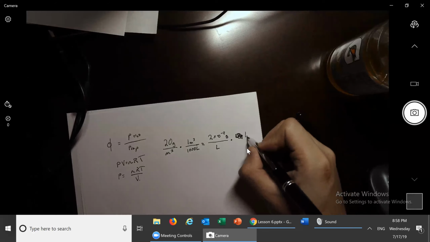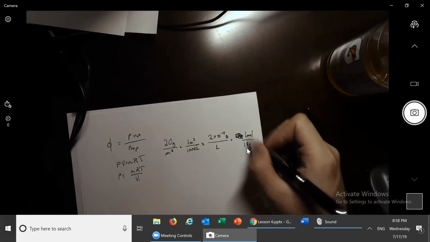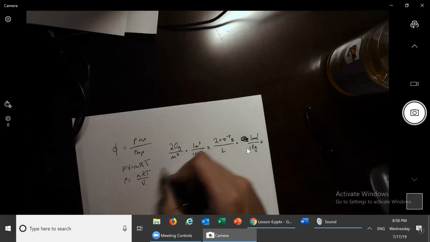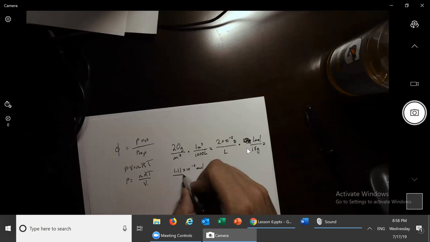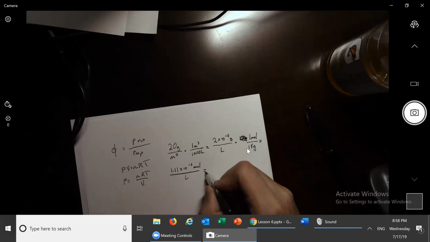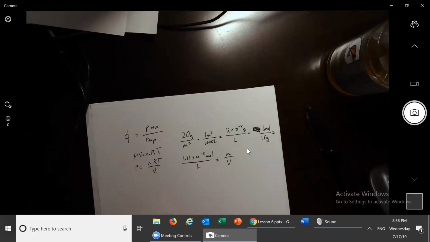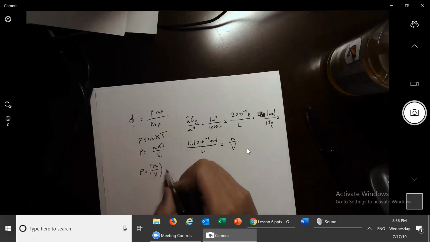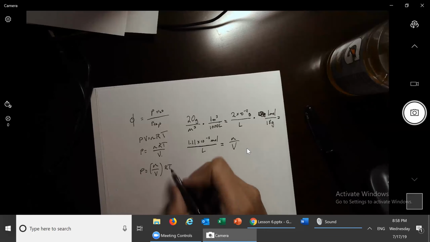So 1 mole divided by 18 grams, because again, this is one of our conversion factors. It's equal to 1, so it's allowed. So this gets us 1.11 times 10 to the minus 3 moles per liter. And then this, of course, is N over V in our equation. Okay, we're getting somewhere. So remember, P equals N over V RT. And we're given temperature, and R is a constant. So this is easy to find.